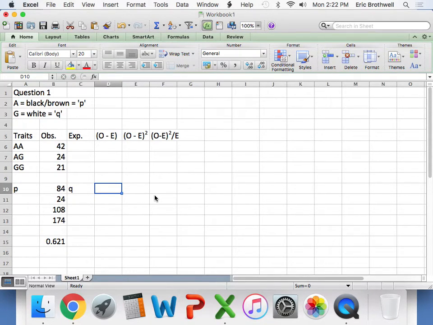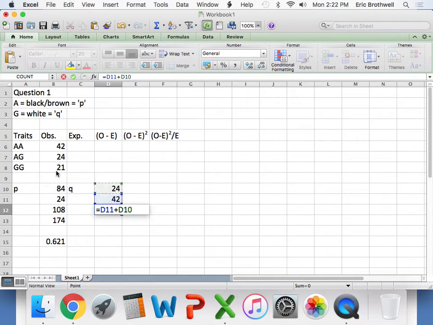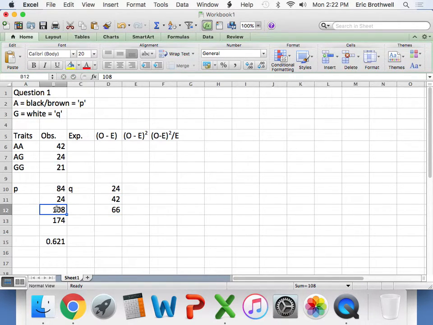So if I want to figure out my q, I can do the exact same pattern, which is add 24. I'm also going to add up 2 times 21, which is 42. Add those numbers up, you get 66. I'm going to double check to make sure I did my math right. Yay.